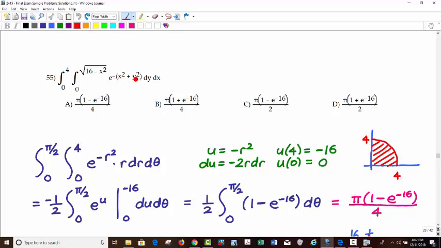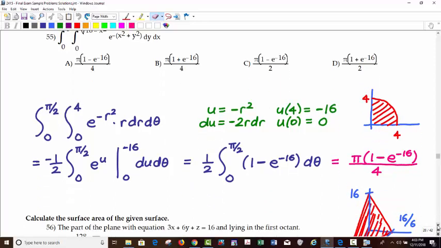So the x squared plus y squared will be r squared, of course. So that x squared plus y squared gives you r squared. Then we have the automatic r dr d theta. So that's not a very difficult integral involving e. It's just u substitution.